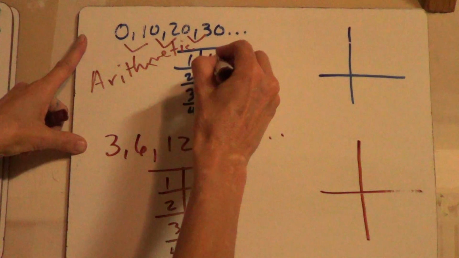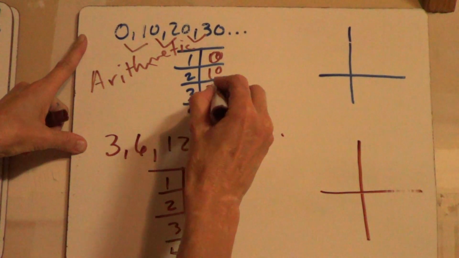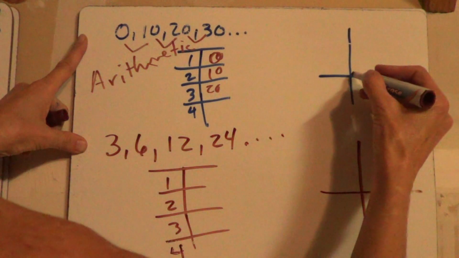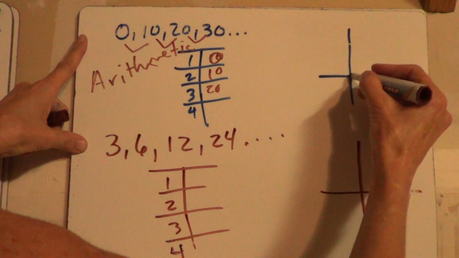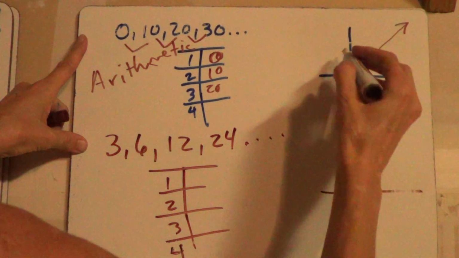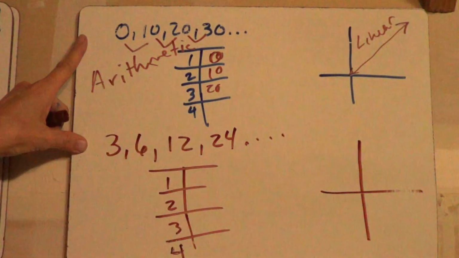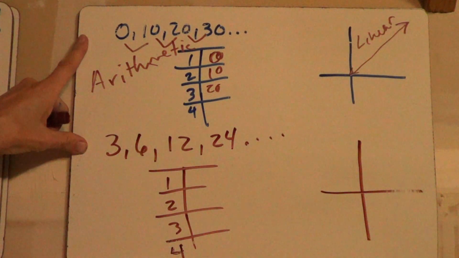If we look at the factors here, they go by 10. Whoops, the first one was 0, then 10, then 20. And when you guys graph that, I know a lot of you didn't keep graphing all week, but you would have found that it was a straight line. And that's why we called it linear, because a linear function is related to an arithmetic sequence.